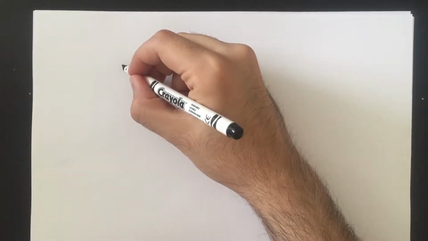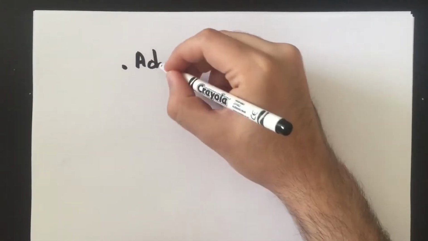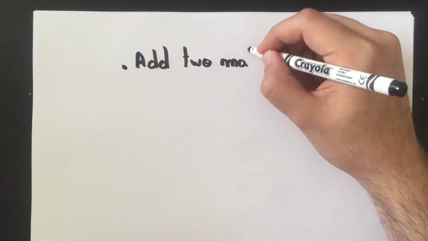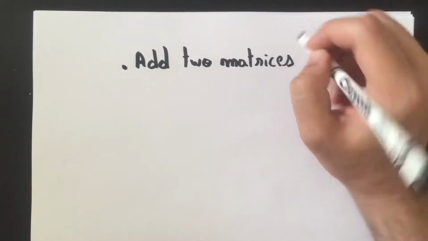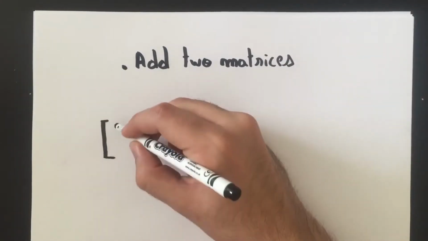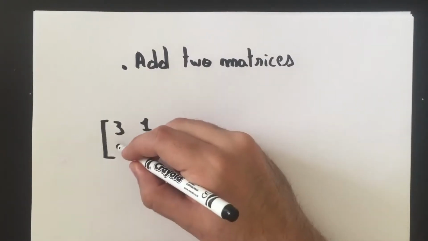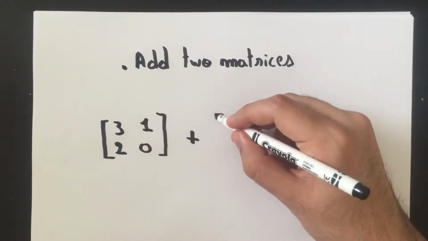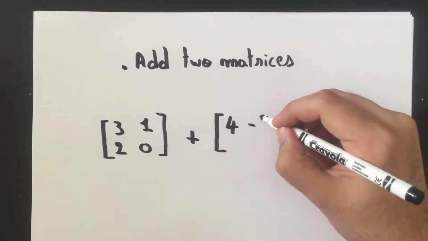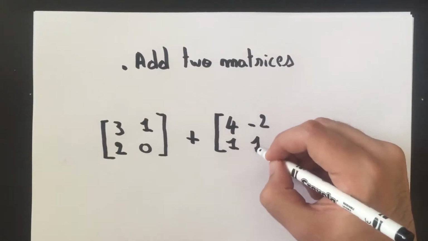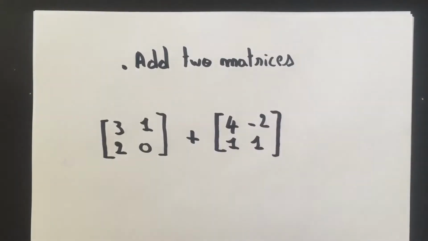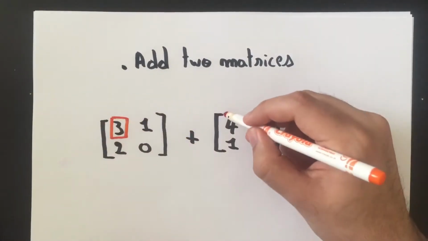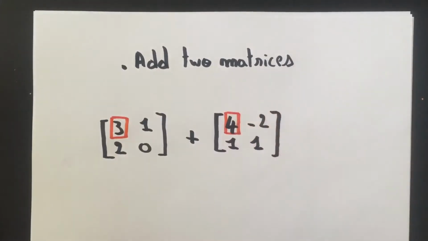In this video, we're gonna see how to add two matrices. Okay, and I will take the example of, let's say, 3, 1, 2, 0, and I want to add, let's say, 4, -2, 1, 1. So the key is to remember that we just add the terms holding the same position.